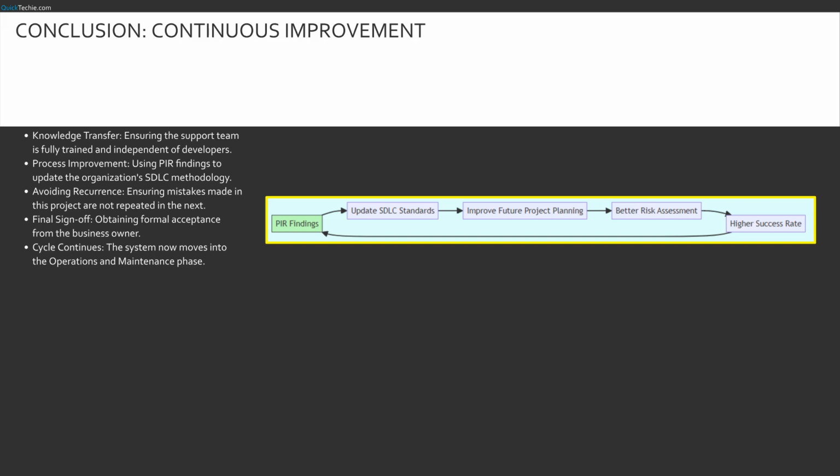Our final diagram illustrates the cycle of improvement. We start with PIR findings. These don't just sit in a drawer, they flow into update SDLC standards. This leads to improved future project planning and better risk assessment for the next project. The result is a higher success rate, which generates positive findings in the next PIR. This positive feedback loop is the definition of a mature IT governance organization.